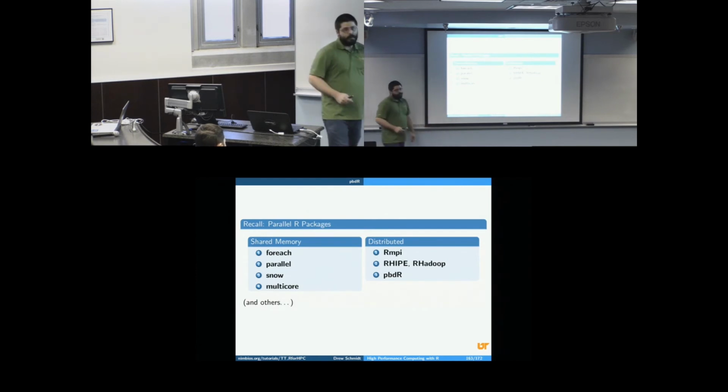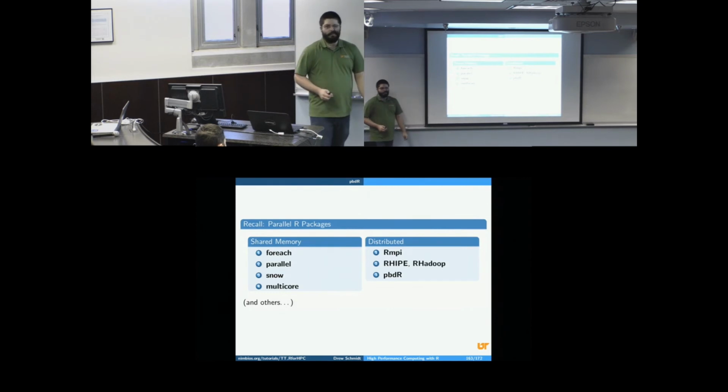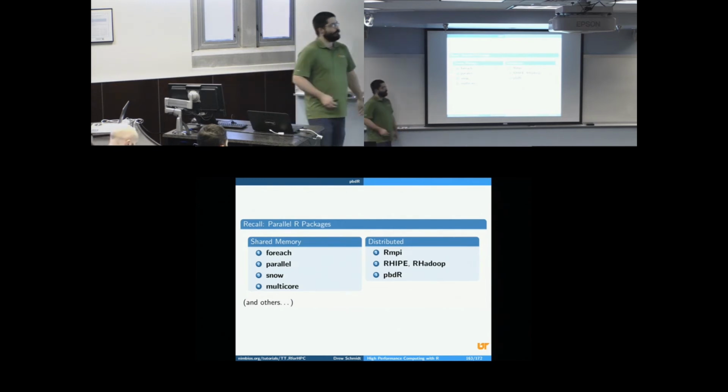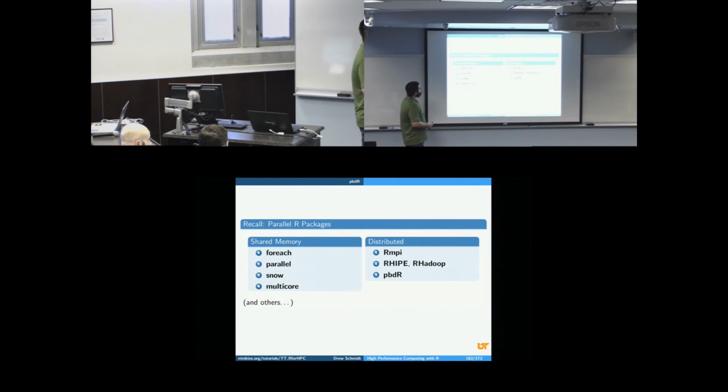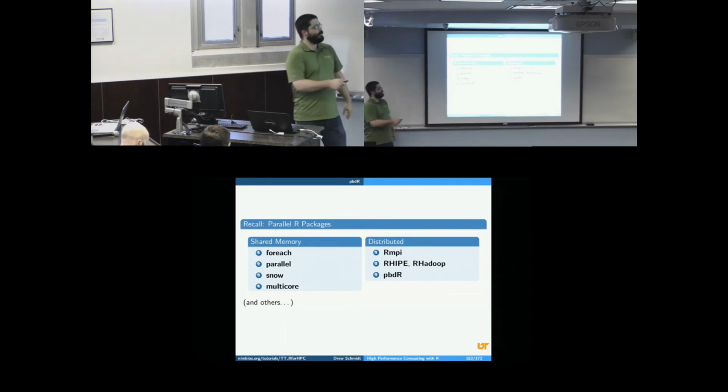On the note of Spark, the developers of Spark, I think they're at Berkeley, maybe. They're actually producing like a first-class interface for R, for Spark. So that's quite nice. So just a recap, ForEach, parallel, snow, multicore, some other things on the shared memory space; RMPI, the Hadoop stuff, PBDR on the distributed space. I want to focus on PBDR for a moment because we do some things better than any of these others.